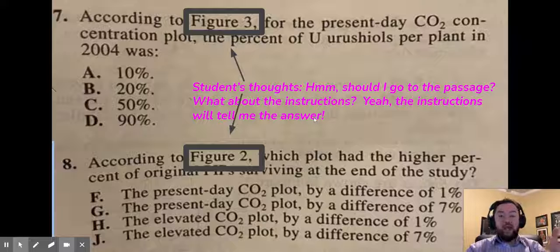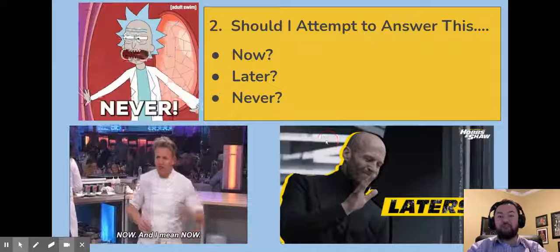Now, once you go there, you need to look over the graph or the chart and kind of figure out what they're looking for. But once again, the questions pretty much give you indicators of where to go. For example, on number 7, you need to look at present day CO2 concentration, and you're looking at percent of urushiol, which we'll talk about pronouncing things later. But they will tell you most likely where to go. It'll save you some time.